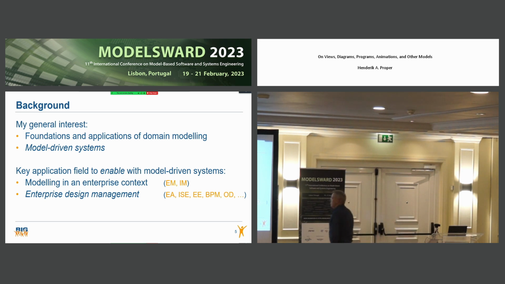And the key application field I have had over the 20 years is to enable enterprise design management with model-driven systems. So the enabling has to do with the fact that in that context of enterprises, we have humans, and with models we can provide people with insight so they can make the correct design decisions, but it's still humans who make the decision, implement the decisions, and might not implement it the way the models would suggest it to be the best way to do it.